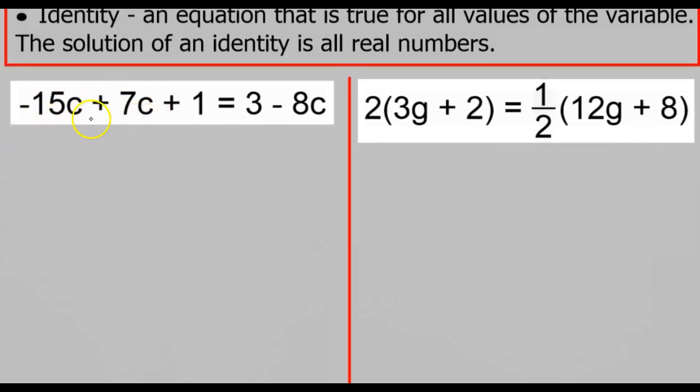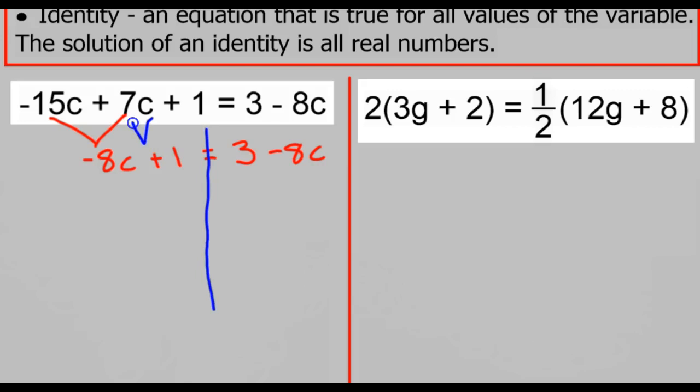So again, we have variables on both sides. We need to do our first step, which is to distribute, but we don't have any parentheses, so we can't distribute. Then we go to combine. Negative 15c plus 7c gives us a negative 8c plus 1 equals 3 minus 8c. Okay, so now we need to get our variables on one side and our constants on one side. So I'm going to put my variables here and my constants here.